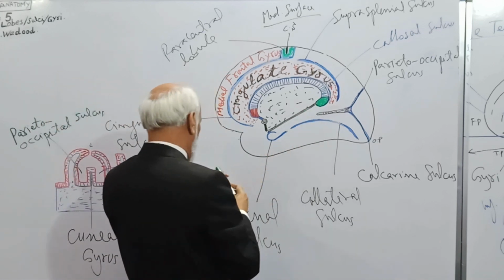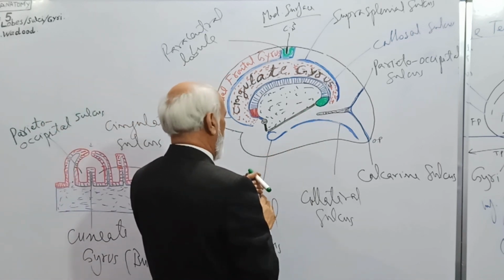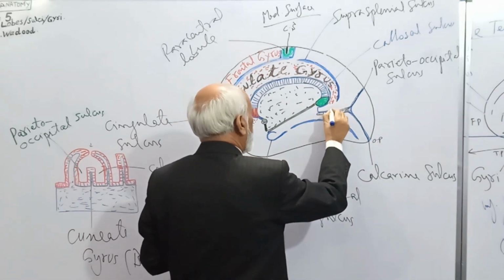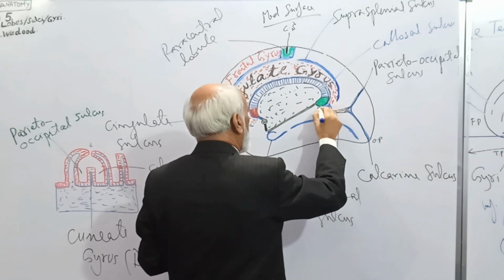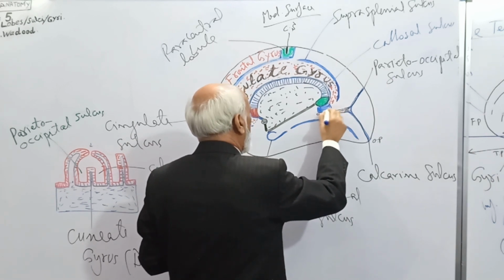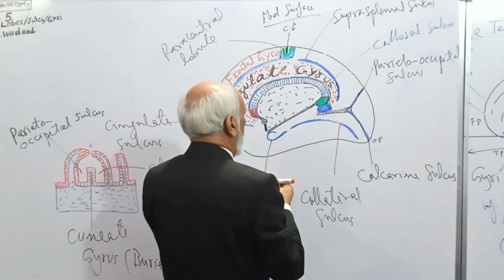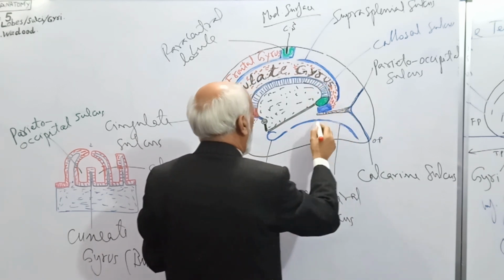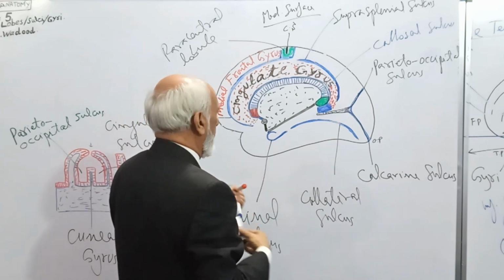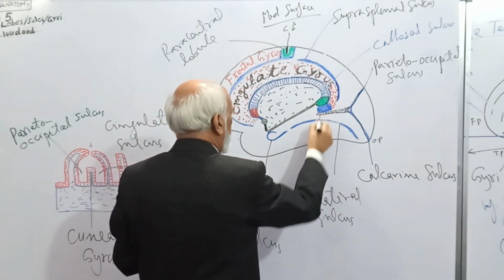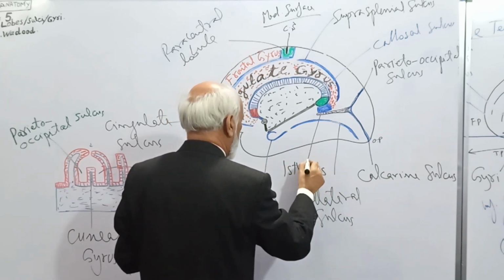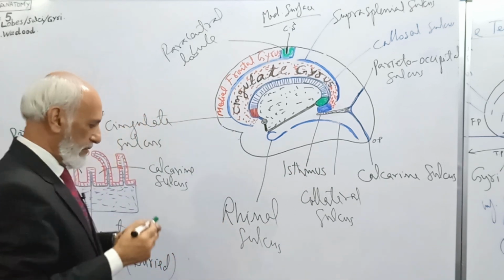Then below the splenium, here there is a small gyrus known as the isthmus. This is known as the isthmus. This small gyrus is known as isthmus.